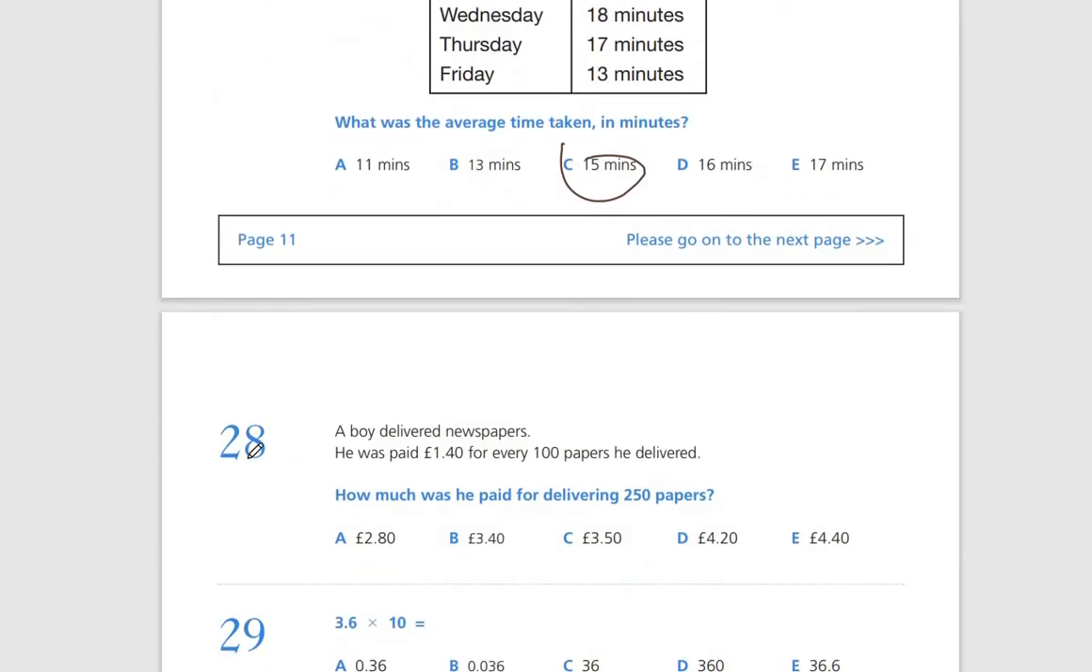A boy delivered newspapers. He was paid £1.40 for every 100 papers he delivered. How much was he paid for delivering 250 papers? Well, if he does 200 papers, then it would be £1.40 times 2, which is £2.80. And then he did 50, which is half of 100. Half of £1.40 is 70p. And then we add up £2.80 plus the 70p, giving us £3.50, which is C.